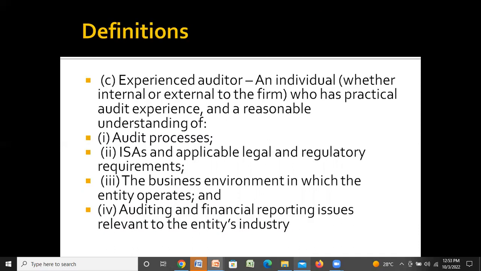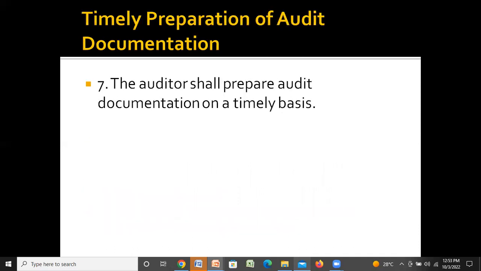So paragraph 7 of the standard, timely preparation of audit documentation. Paragraph 7 says the auditor shall prepare audit documentation on a timely basis. So you don't wait too long.